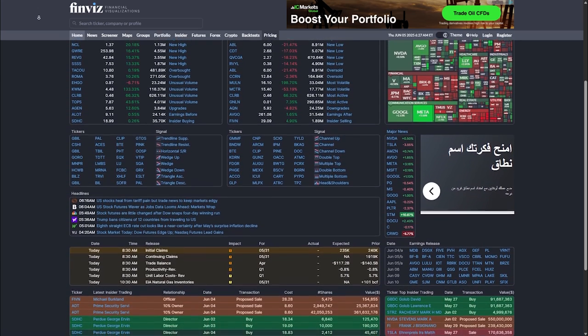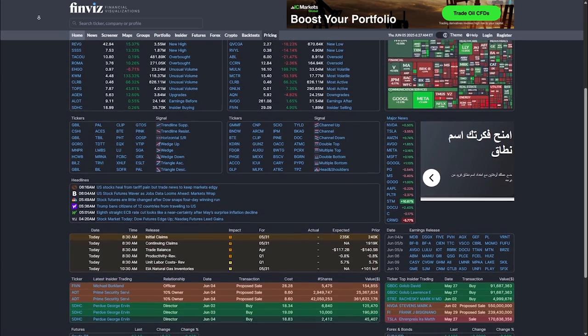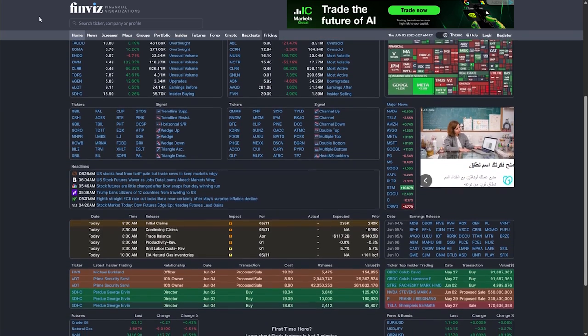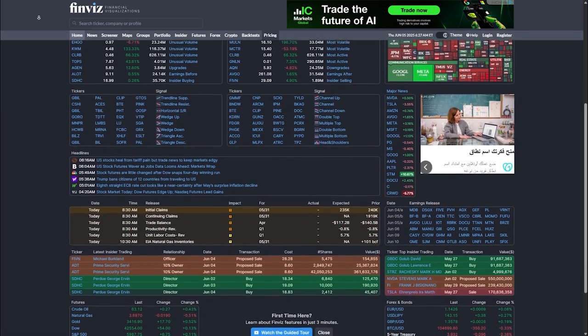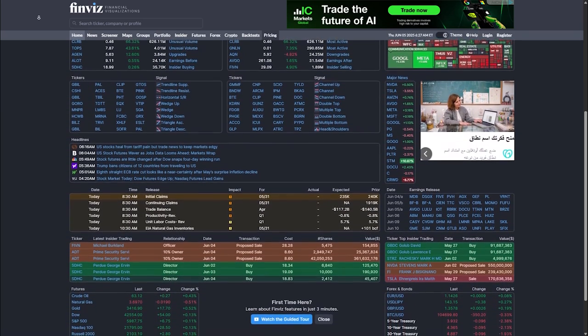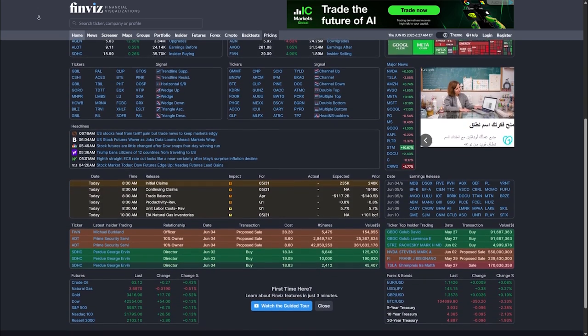However, free users get delayed data and the charting tools are fairly basic unless you upgrade to FinViz Elite. There's also limited global coverage, no mobile application, and fewer customization options.